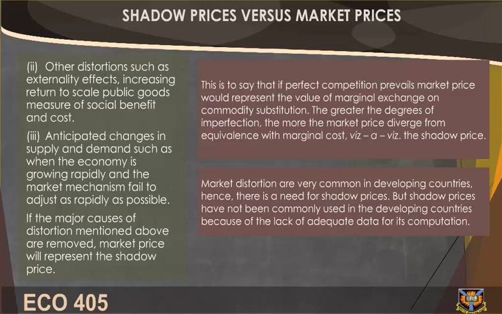3. Anticipated changes in supply and demand, such as when the economy is growing rapidly and the market mechanism fails to adjust as rapidly as possible. If the major causes of distortion mentioned above are removed, market prices will represent the shadow price. This is to say that if perfect competition prevails, market price would represent the value of marginal exchange on commodity substitution. The greater the degree of imperfection, the more the market price diverges from equivalence with marginal cost, vis-a-vis the shadow price.